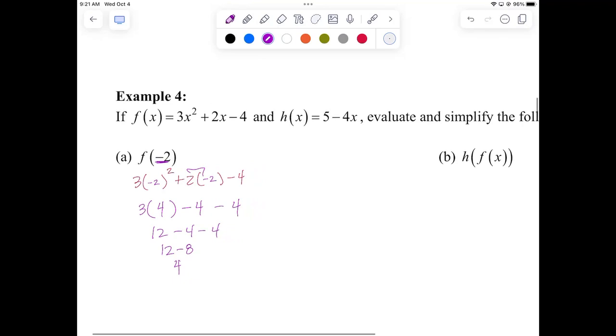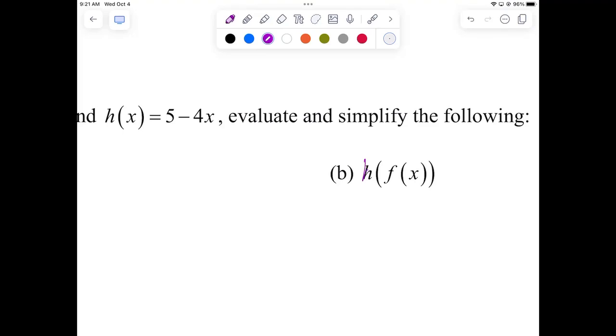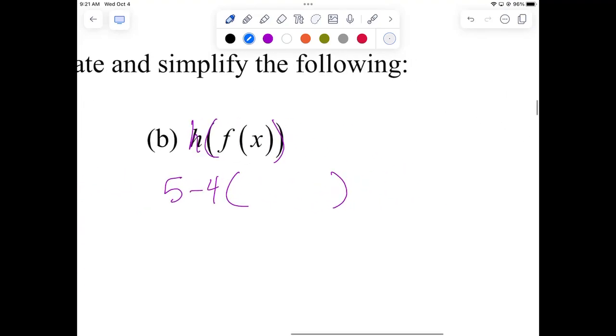So now what is h of f of x? Well, h of f of x. We're starting on the outside with h. So h of blob. Let's see what h of blob is. It's going to be 5 minus 4 times the blob. And what am I going to plug into the blob? I'm plugging in 3x squared plus 2x minus 4.